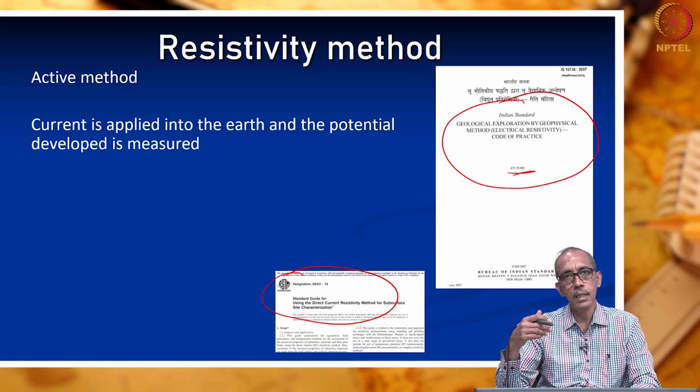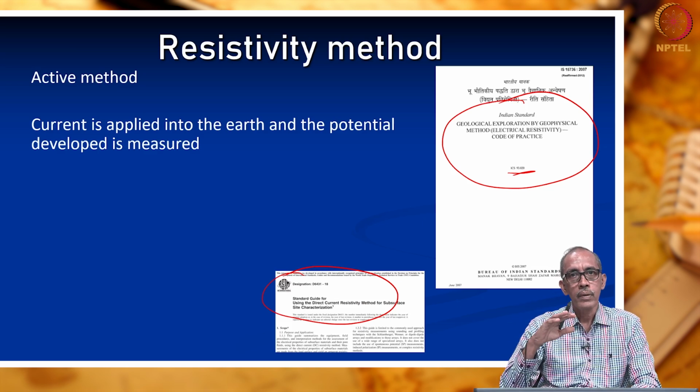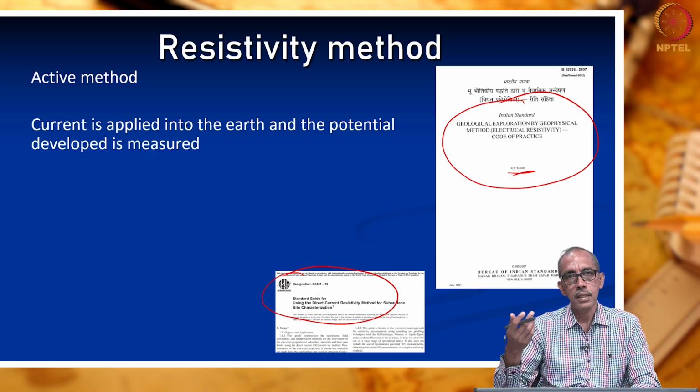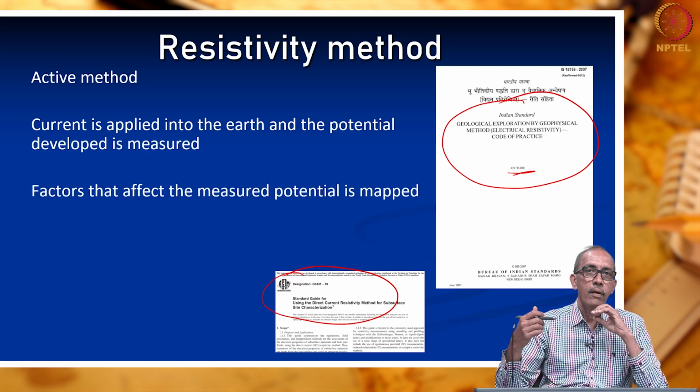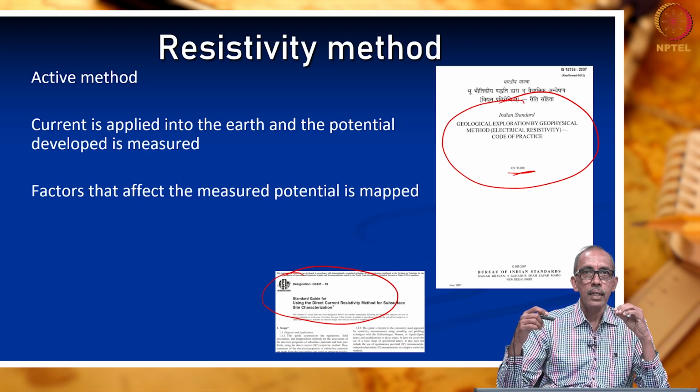In a passive method, we are not going to generate or create any signals, but we are going to measure the naturally present signals in the earth. An example is gravity. Okay, that is a passive method. We had seen about active and passive methods already. Here we are going to apply some current. The effect of that is going to be measured.